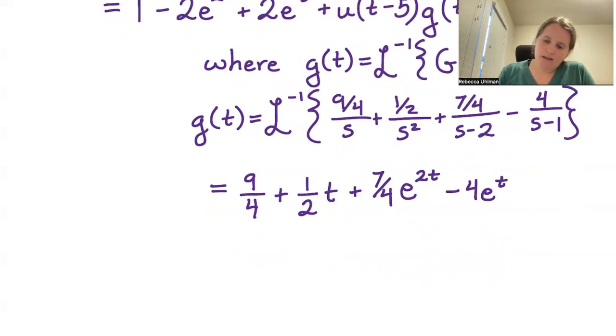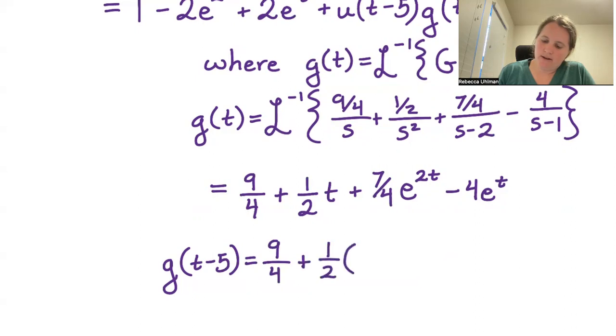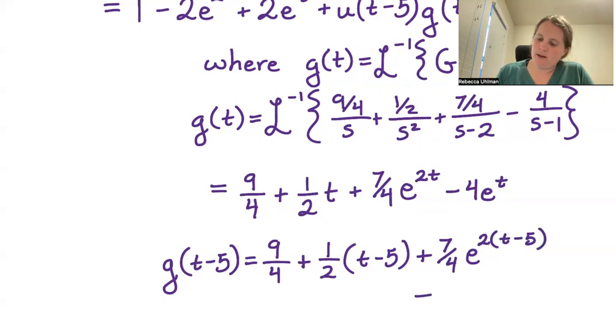We have g of t minus 5, and it's therefore 9/4 plus 1/2 times (t minus 5) plus 7/4 times e to the 2 times (t minus 5) minus 4 times e to the (t minus 5).